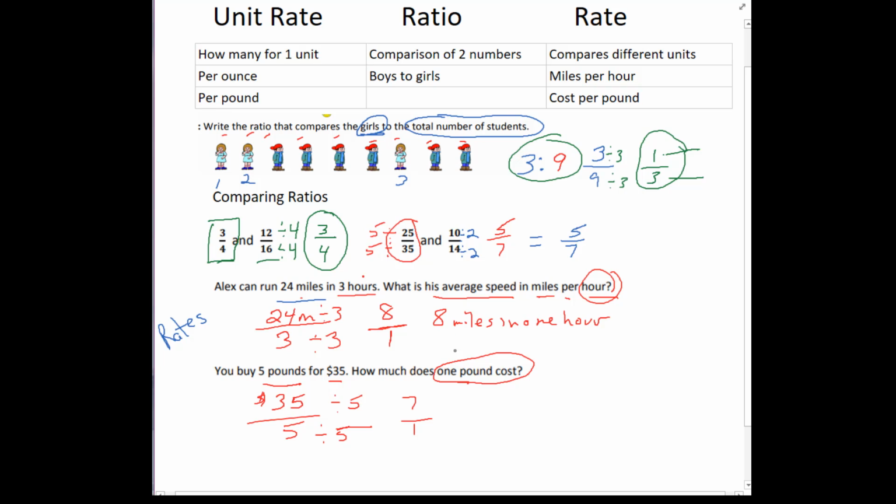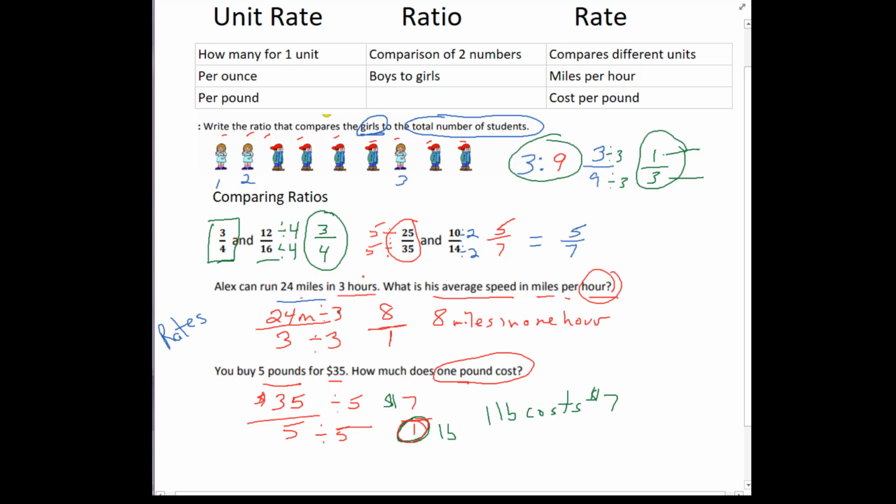So that means that 1 pound, which is down here, let me see. 1 pound is down here. We'll circle that in green. That's pounds. And up here was the cost, money. So 1 pound costs $7.